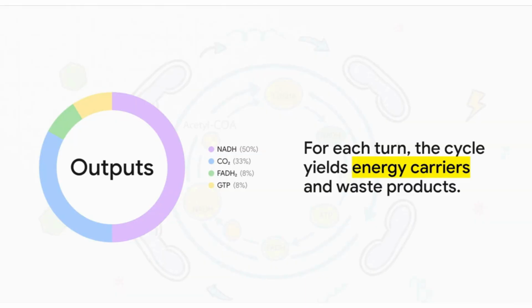So, what's the big prize for finishing this race? Well, for every single turn of the cycle, we get a few key things. First, it spins off 2 molecules of carbon dioxide as waste. It also makes 1 molecule of GTP. Think of it as a close cousin to ATP, just another small packet of energy. But here's the main event, the most important part. It loads up our high-energy electron carriers. We get 3 molecules of NADH and 1 molecule of FADH2. These guys are the real treasure.